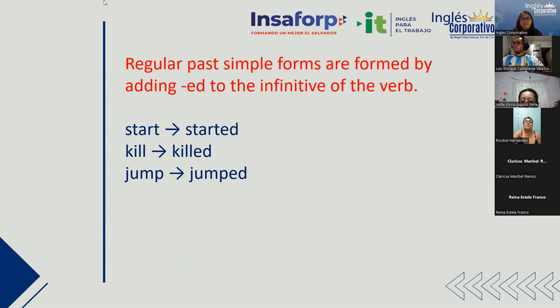Now, how do we form the past? Remember, we talk about things that started and finished there in the past. So here, talking about regular verbs, how do we form the regular verb? We add ed to the verb to make it past. Kill, killed. Jump, jumped, right? So that's one form. Making the past of an irregular verb, for example, if I have play, played.